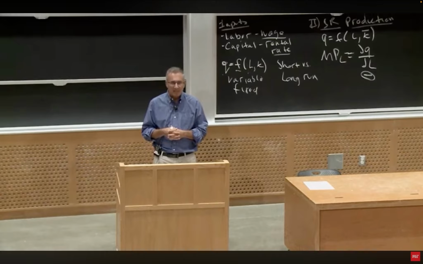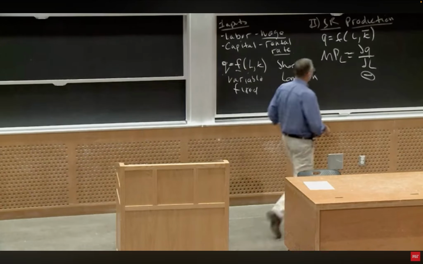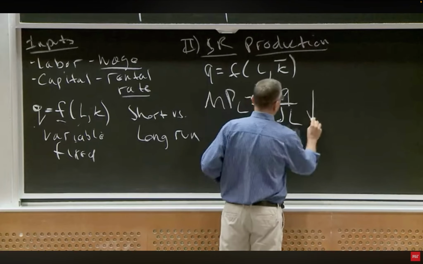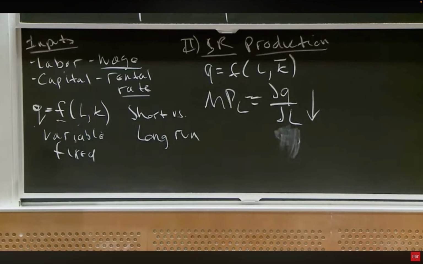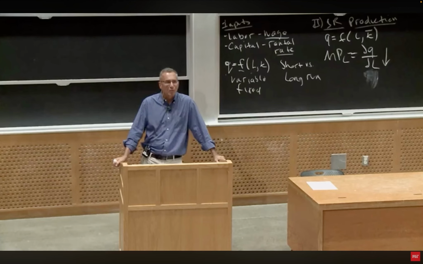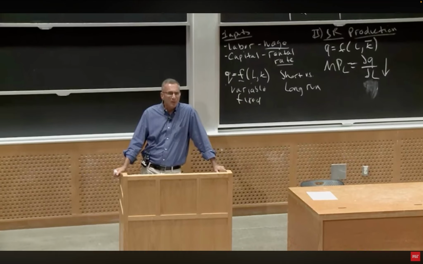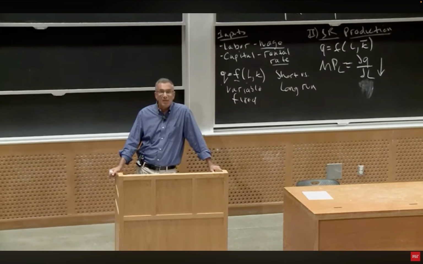Not dQ over dL, I'm sorry. Yeah, I'm sorry. I shouldn't say negative. It's diminishing. My bad. It's not negative. It's diminishing. Sorry about that. So we have diminishing marginal product. d squared Q over dL squared is negative. But dQ dL is positive. Each additional worker adds value. So add less and less and less. Thank you for catching that.